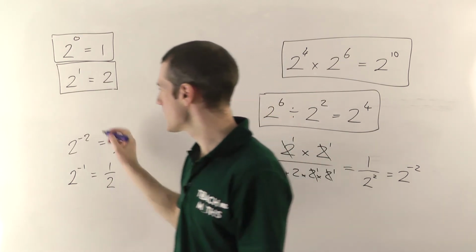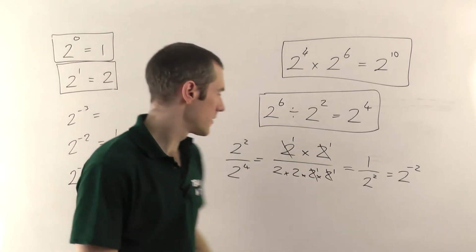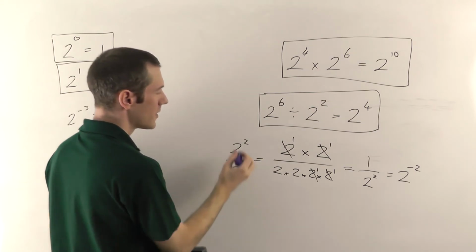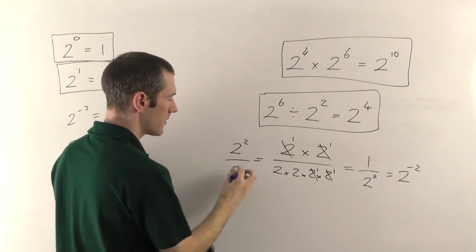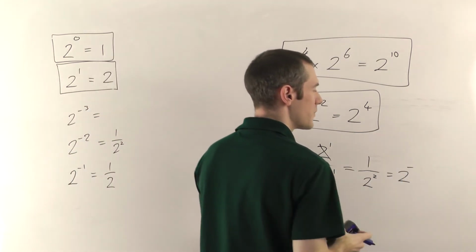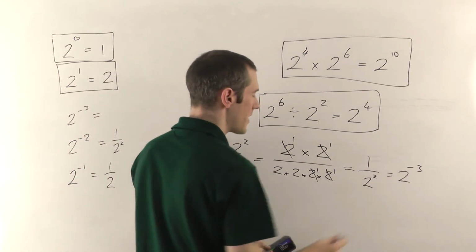Let's do one more of these. So 2 to the minus 3. Well, again, I want to construct 2 to the minus 3. So, oops, not 3. I want a 5 here. Because 2 minus 5 will give me the minus 3 that I need. When you subtract the powers, 2 minus 5 gives you minus 3.